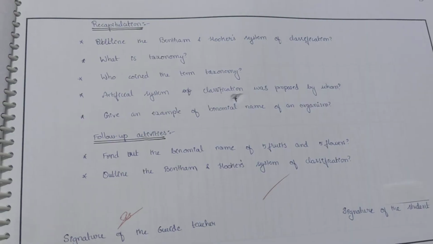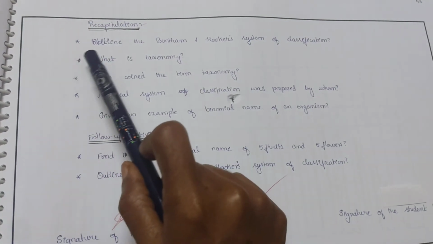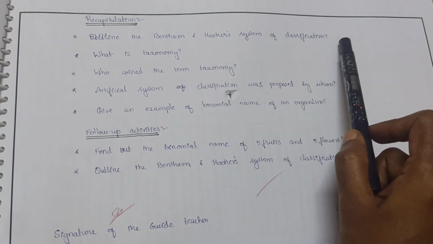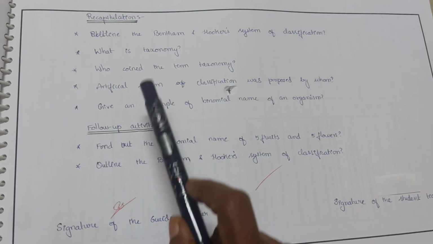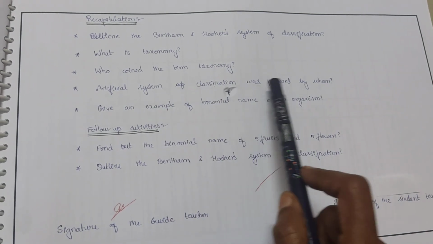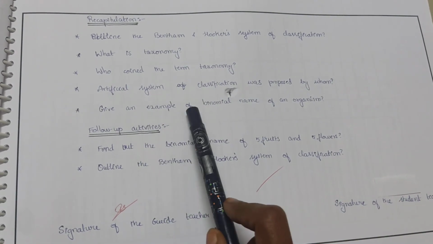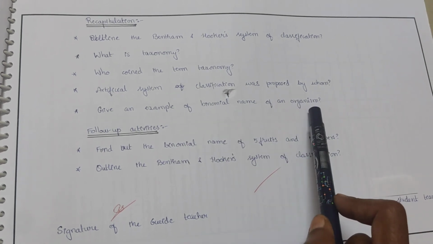Next page. Recapitulation. Outline the Bentham and Hooker system of classification. What is taxonomy? Who coined the term taxonomy? Artificial system of classification was proposed by whom? Give an example of binomial name of an organism.